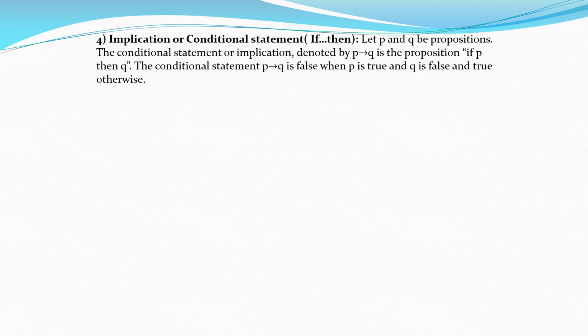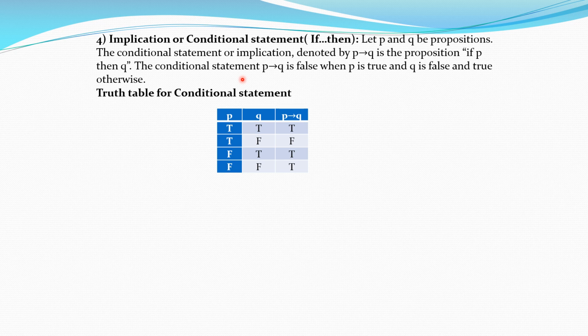Now, fourth is implication or conditional statement, that is if then. Let P and Q be propositions. The conditional statement or implication denoted by P arrow Q is the proposition if P then Q. The conditional statement P implication Q is false when P is true and Q is false, and true otherwise. So remember, only special case, whenever P is true and Q is false, then only P implication Q is false. Otherwise, it is true.